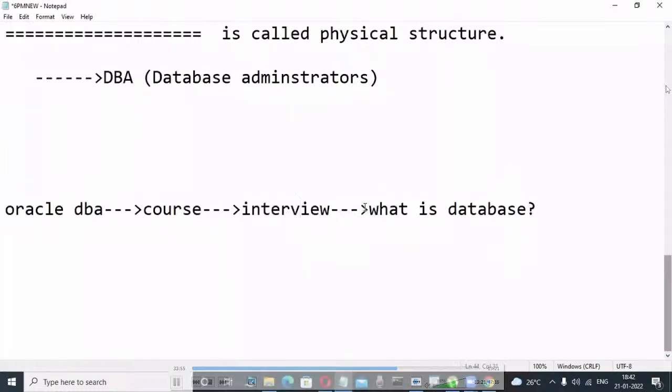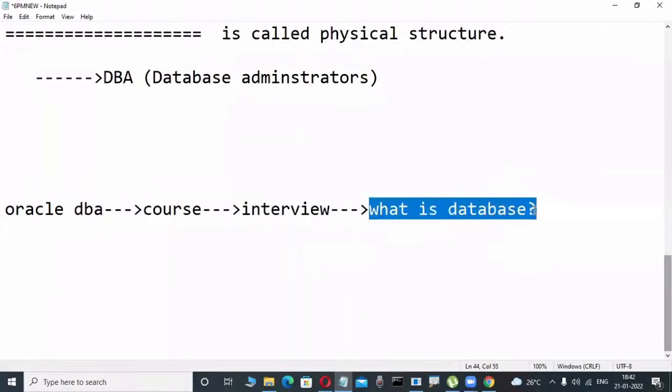That's why, when the interviewer asks what is a database, as a DBA programmer I am not telling that it is a place which stores a structured collection of data, that is the wrong one. That is the logical side. I am not telling that. I am telling the physical side.